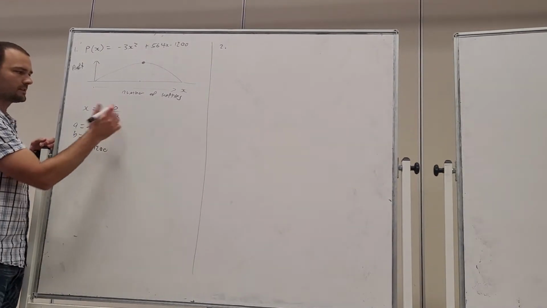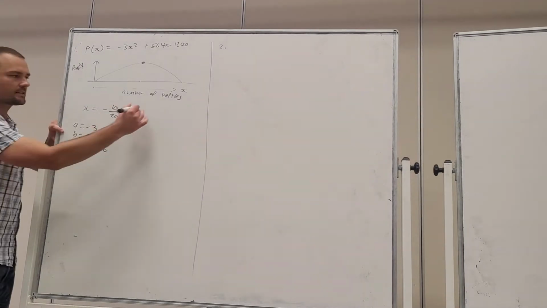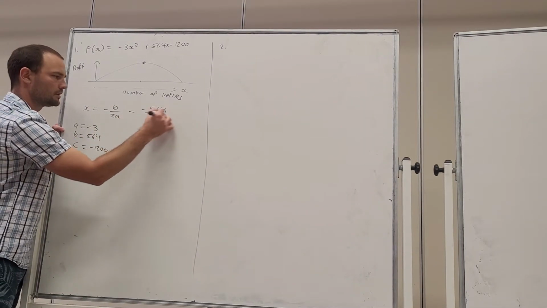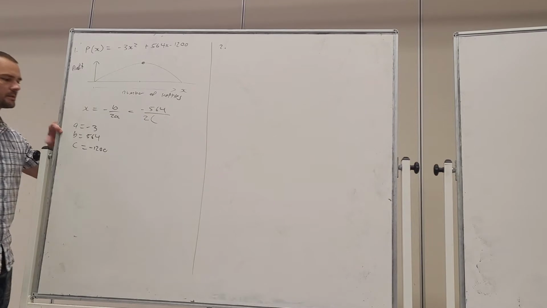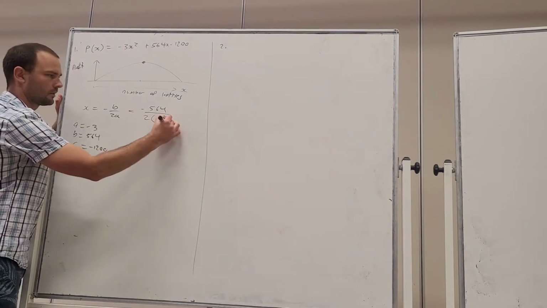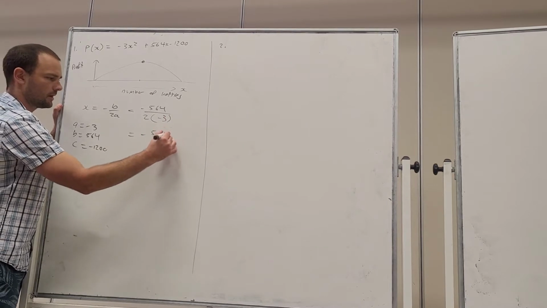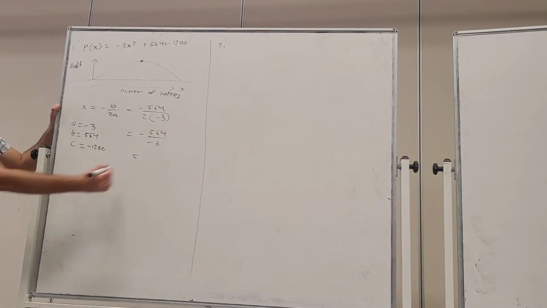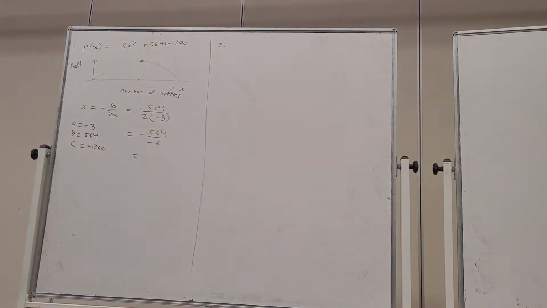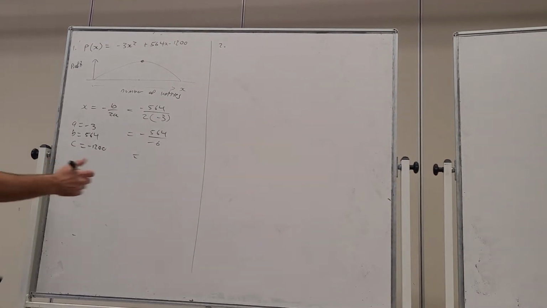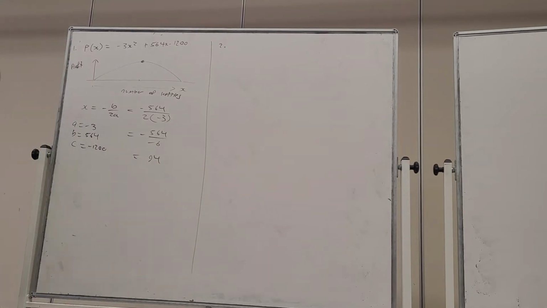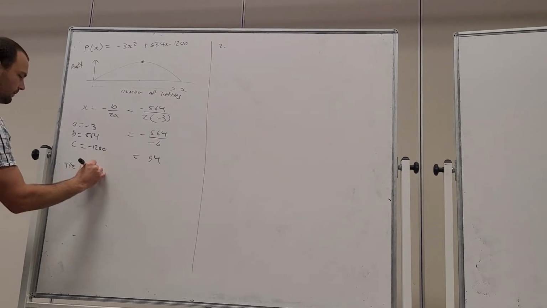So then when we put it into this formula, we're going to have minus 564 divided by 2 times minus 3. So we've got minus 564 divided by minus 6. I think it's 94. x is 94. Okay, so we're going to make the most profit when we make 94 kettles.